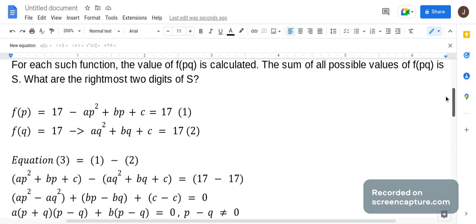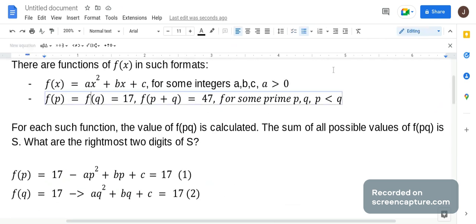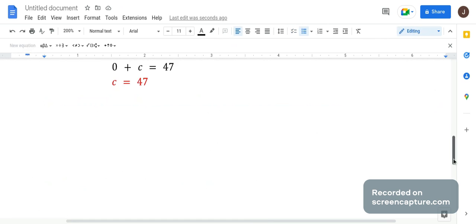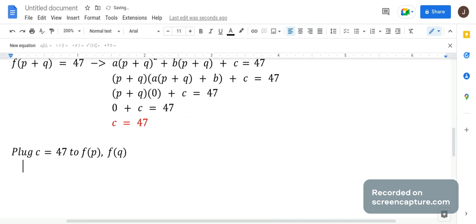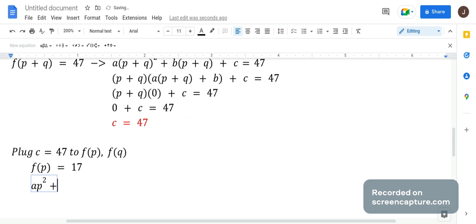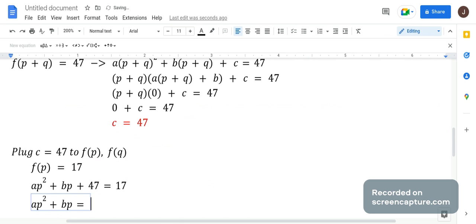Now we can go back to the earlier part and plug the fact that c is equal to 47 into those two equations, f(p) and f(q). So we obtain f(p) is equal to 17, which we can expand: ap squared plus bp plus c, which is 47, is equal to 17. So this means that ap squared plus bp is equal to negative 30, right? This is what we get.